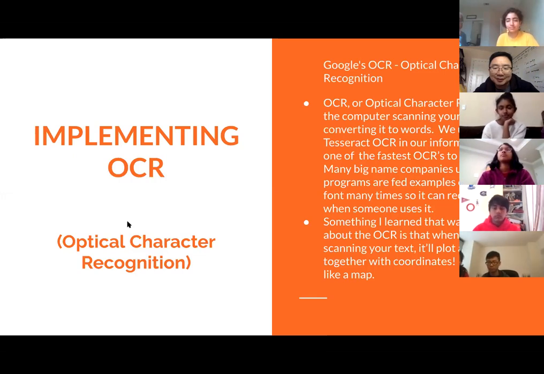Okay, all right. So Suran, you got one more point, right? Yeah. I thought we had to say something we learned about OCR, but it's like something about the camp. Anyways, something I learned about OCR that I thought was really cool was that when it finishes scanning your text, it basically plots all the points together with coordinates. And it's almost like a map. I found that really cool.